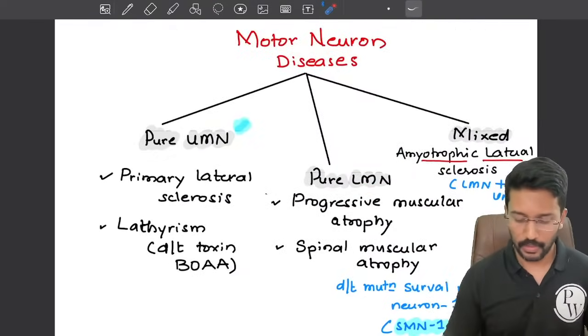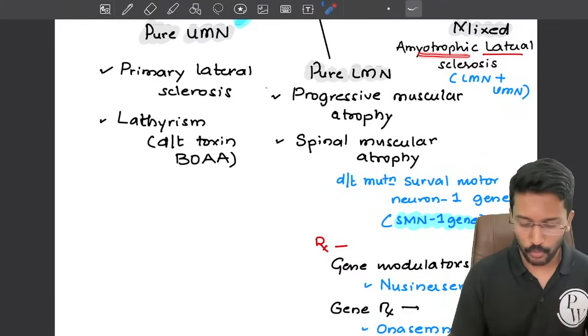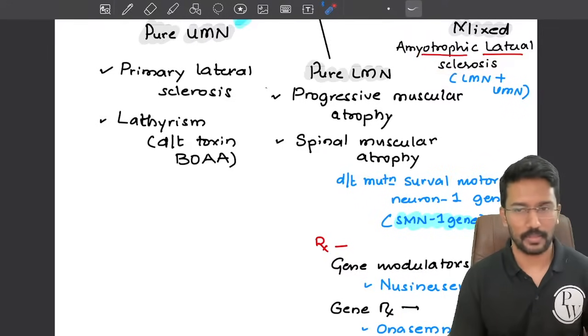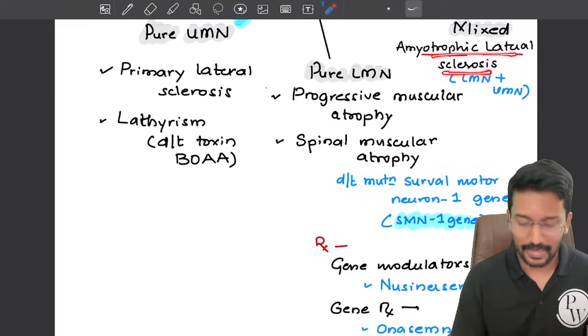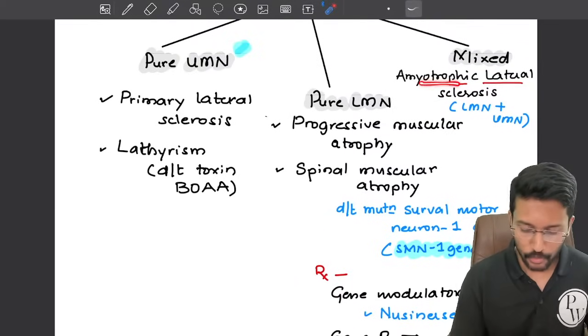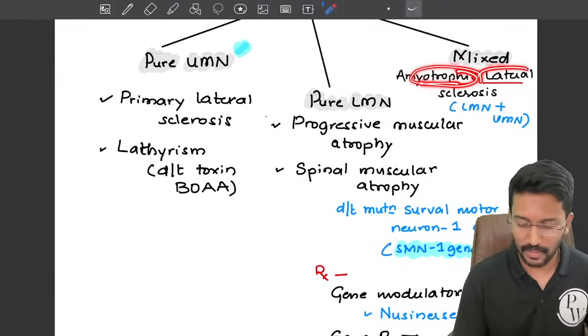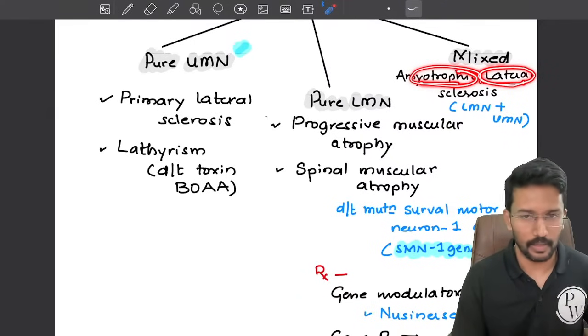And then we have one condition where both UMN and LMN are involved, and that is amyotrophic lateral sclerosis, the disease that Stephen Hawking was suffering from. It is an example for a mixed type. Again, it is there in the name. Amyotrophy is talking about atrophy. Lateral is talking about the pyramidal tract. So both UMN as well as LMN involvement.